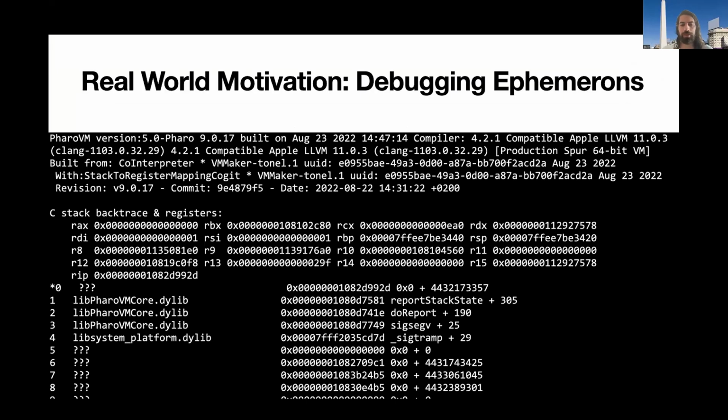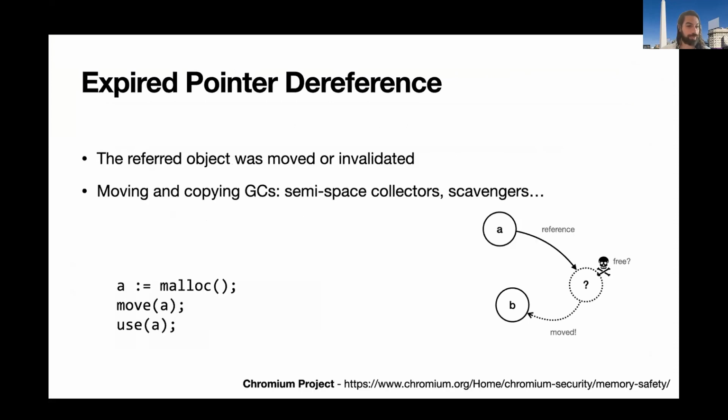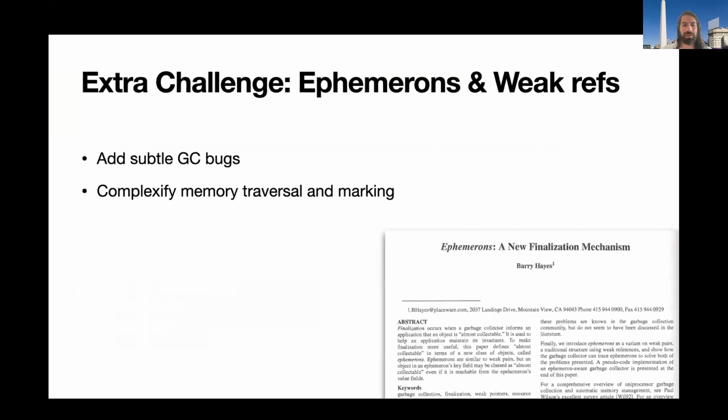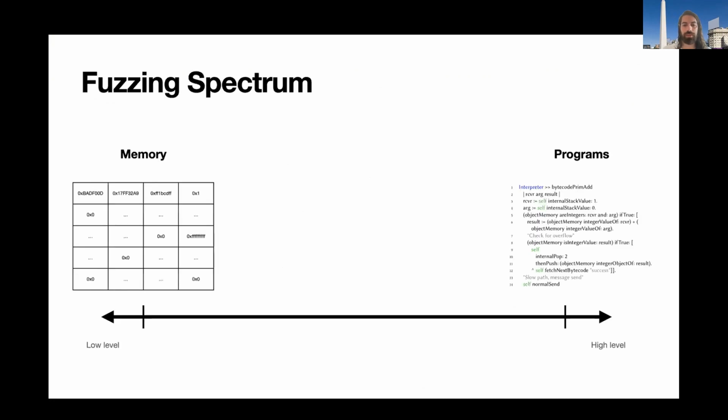Okay, so here I was talking about ephemeron testing, garbage collection bugs, use after free errors, expired pointers in the references. I can do it again later if you want for the recording. We can arrange that if you want. So I was here, fuzzing. So, how do we test garbage collection?